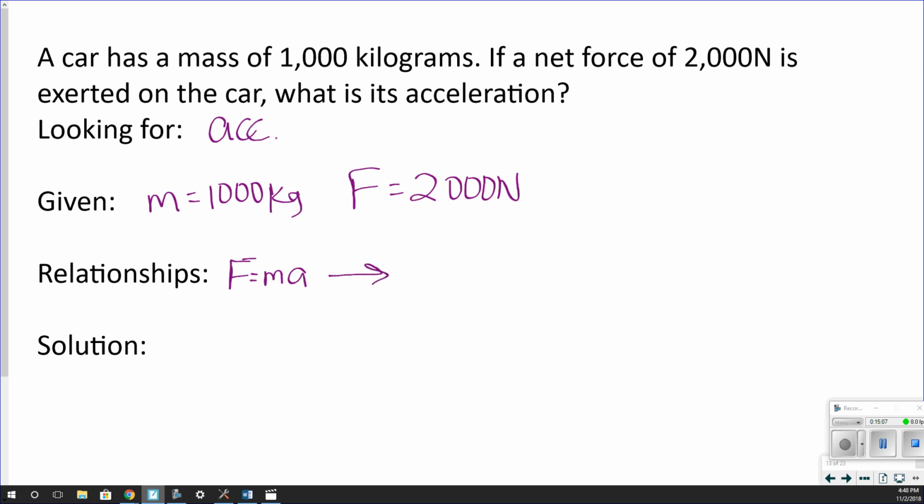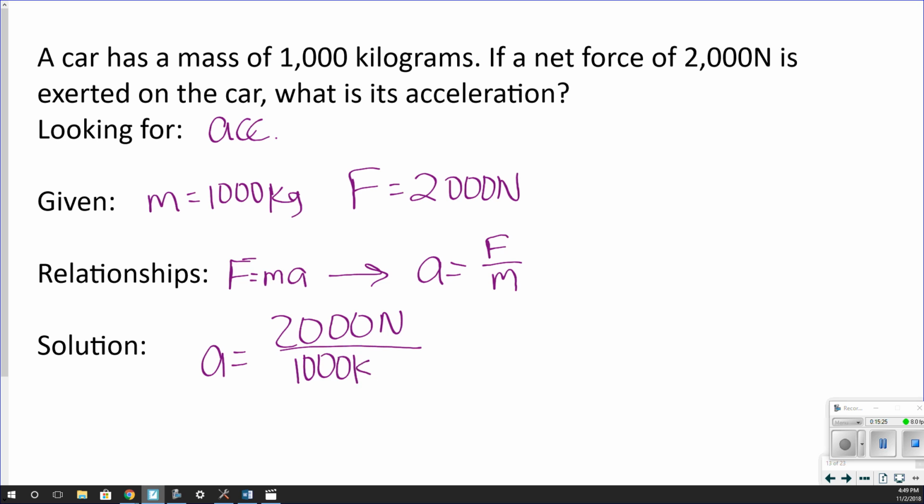The relationship between all of these is the equation force equals mass times acceleration. However, since we're solving for acceleration, we would manipulate our equation and we would have acceleration equals force over mass. Last thing we do for our solution is plug our numbers in. I have a force of 2,000 newtons. I put that over my 1,000 kilogram mass. I will end up with 2 newtons per kilogram for my answer. I want you to realize this newtons per kilogram, you can also say it's meters per second squared. They mean the same thing.